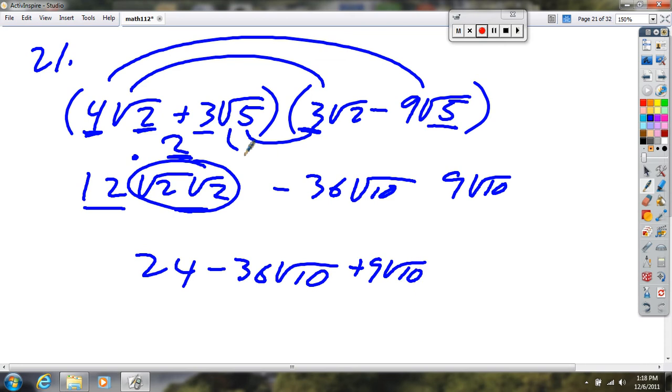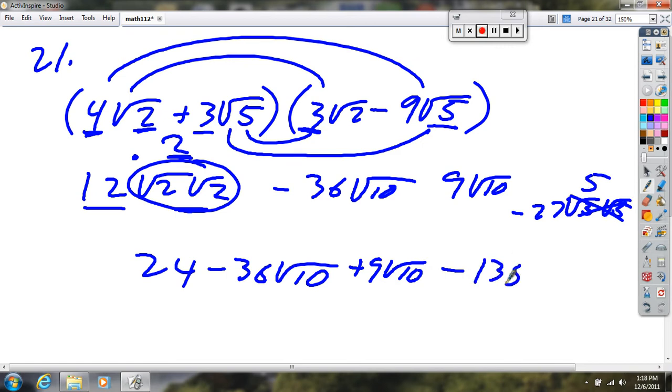And then we're taking the last one times the last one. The number outside is 3 times the number outside is 9, so 3 times 9 is a negative 27 times square root of 5 times the square root of 5. Square root of 5 times the square root of 5 is 5, and 5 times 27 is a negative 135.